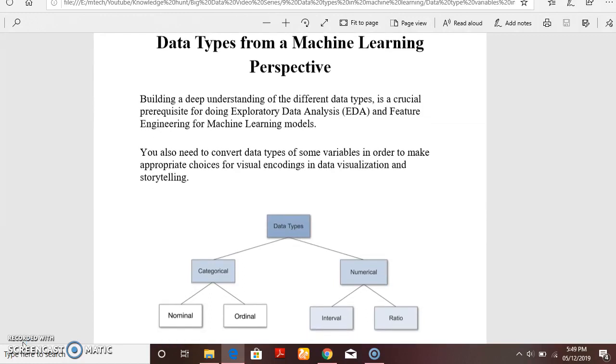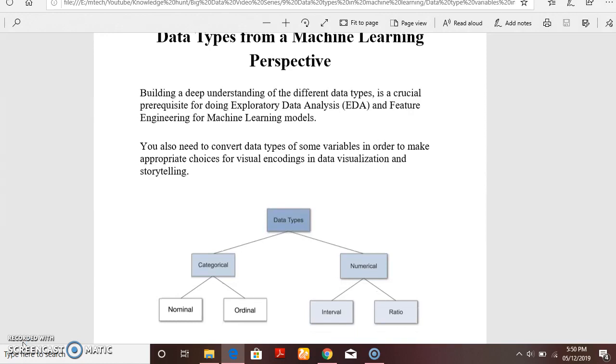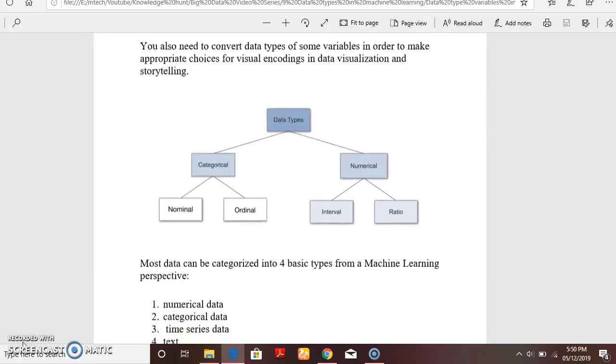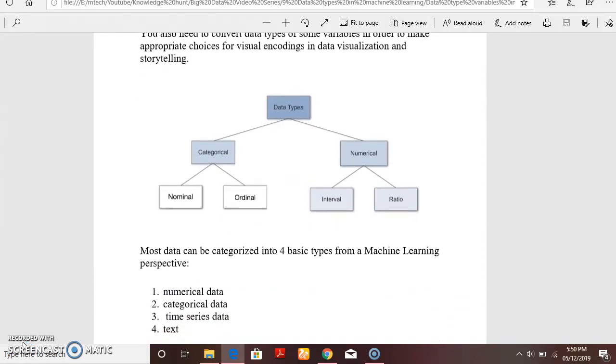When we are applying any machine learning algorithm, or when we are exploring the data, the most important thing is what are the data types, what is the type of data. So it is important to understand the different data types which we have in our data set. It is also necessary to convert the data type into another type in order to make it appropriate, so that the proper algorithm and proper data visualization techniques can be applied. So what are the different data types that we can see in machine learning?